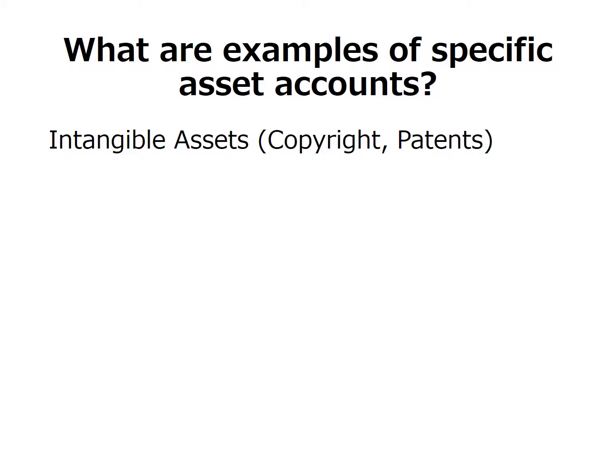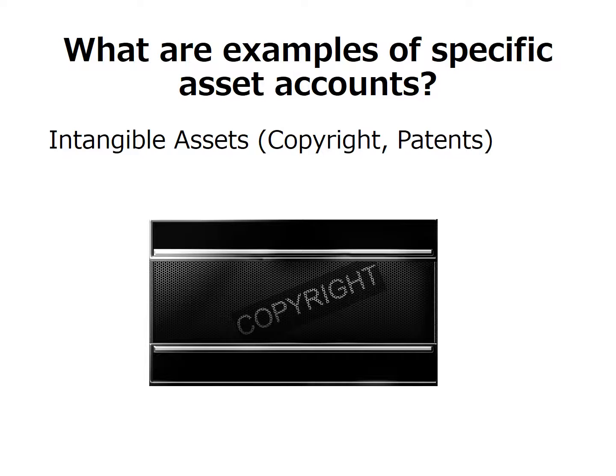Intangible assets like copyright and patents. Intangible assets are assets without physical structure. Most of the non-current assets we had discussed earlier have physical form, like equipment and vehicles. Intangible assets cannot be touched or be seen. Examples are patents for inventions and copyrights for books.